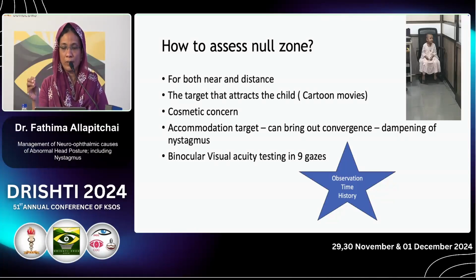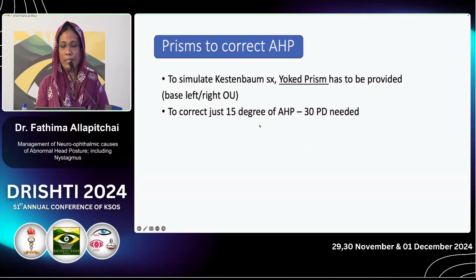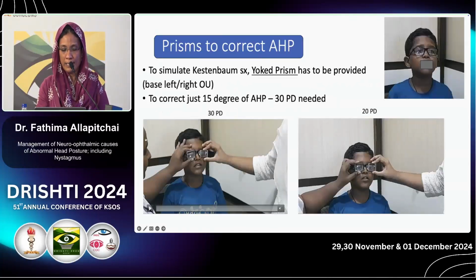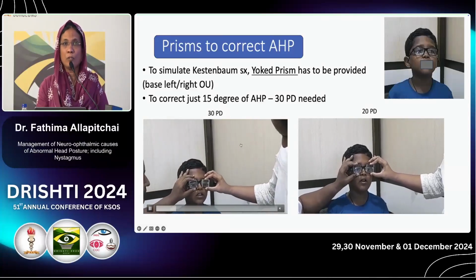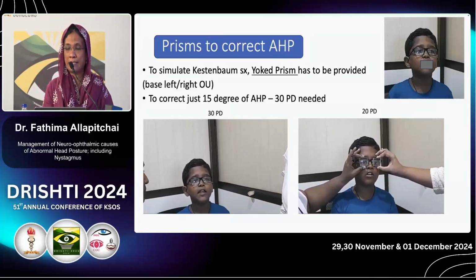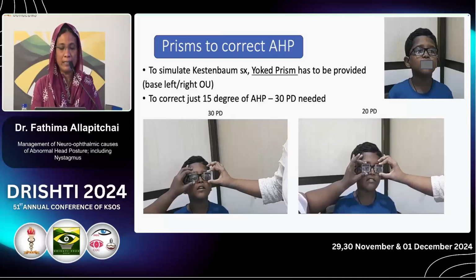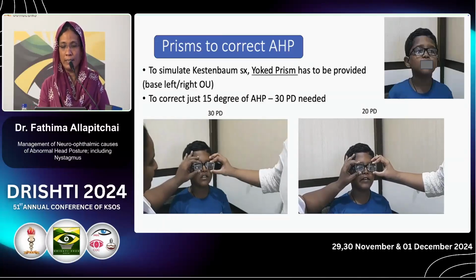And binocular visual acuity in nine cardinal positions would help you to verify whether the AHP we have located is correct. Because suppose we take left gaze, if the null zone is there, the patient's visual acuity would be more in the left gaze. So nine-gaze binocular visual acuity would help in that regard. If we like to try prisms to simulate Kestenbaum surgery, we have to provide yoked prisms. Yoked prism is like providing base down for chin up, we are giving base up prisms, either 20 prism, for 15 degrees it needs 30 prism diopters. So we have to go for a frontal prism. That may not be suitable in a nystagmus patient, because again the vision will be degraded. So it is just for measuring and confirming the AHP.